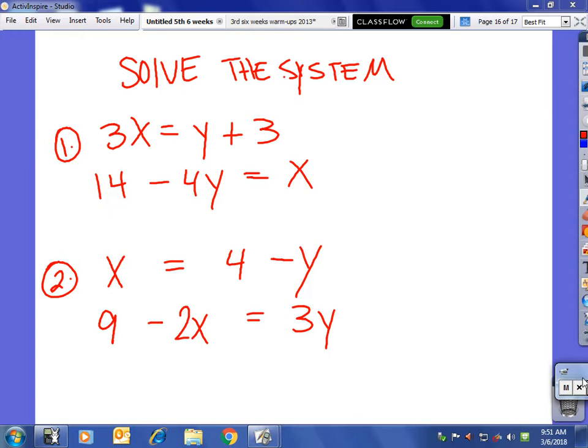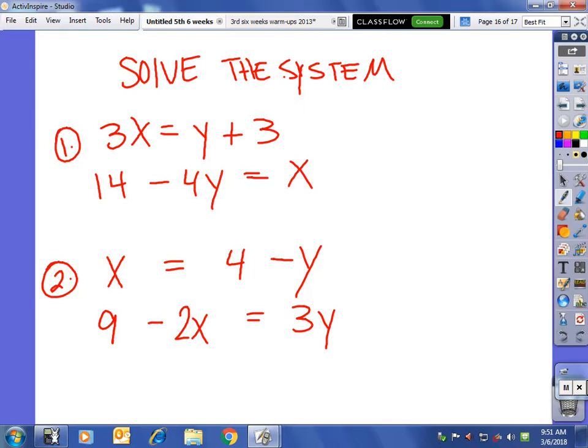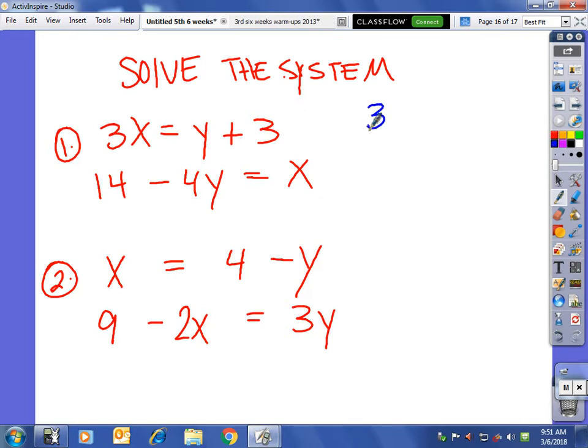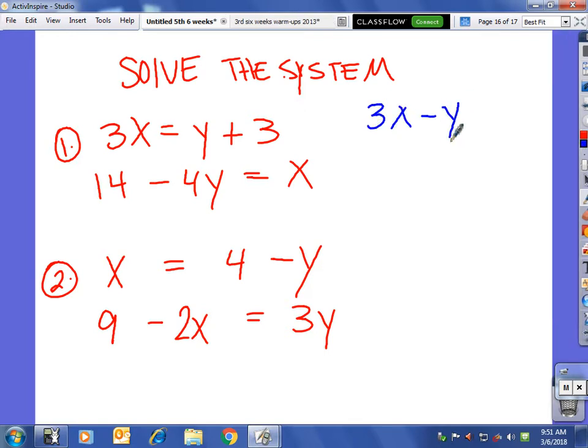So on number 1, to put it in standard form, all you got to do is move that y to the other side. So now it's going to become 3x minus y equals 3.